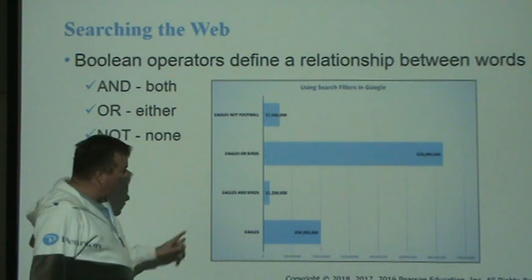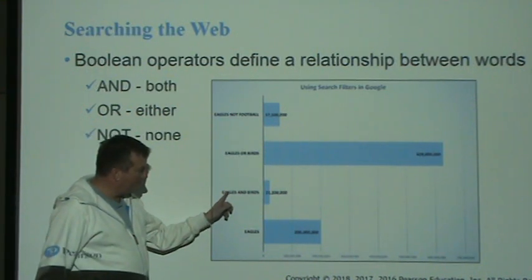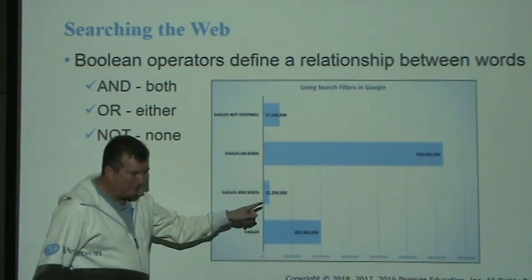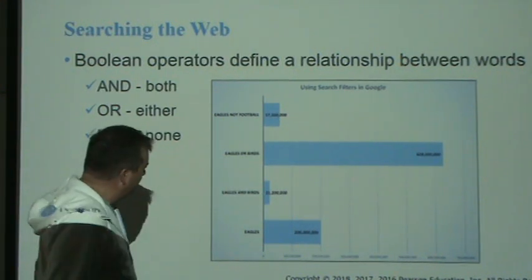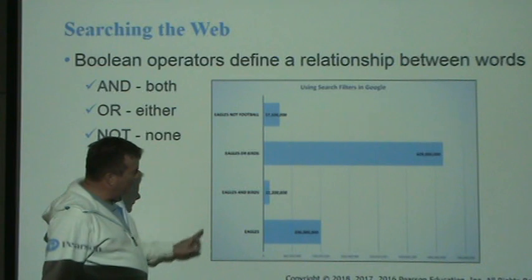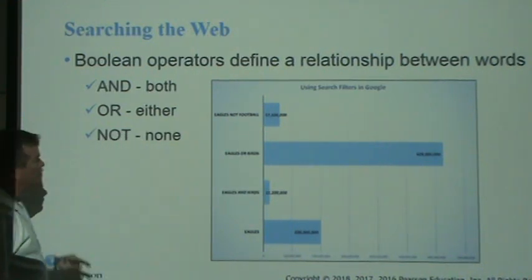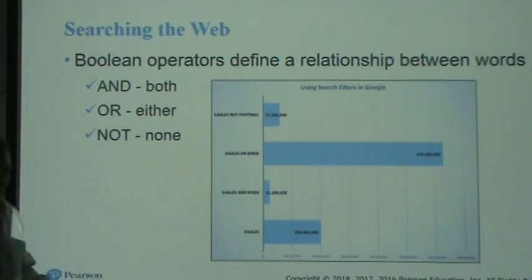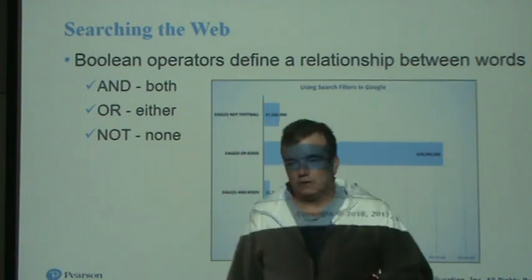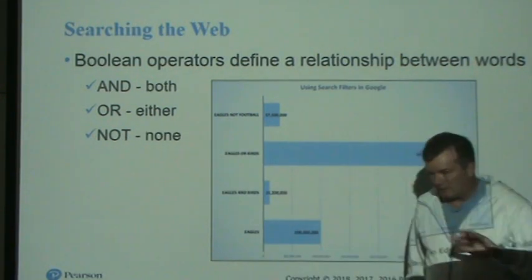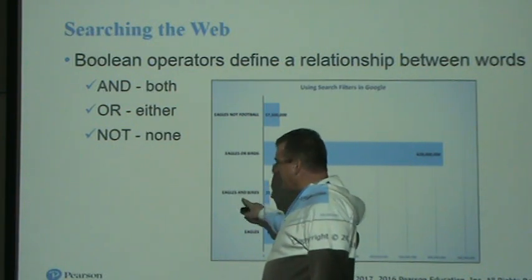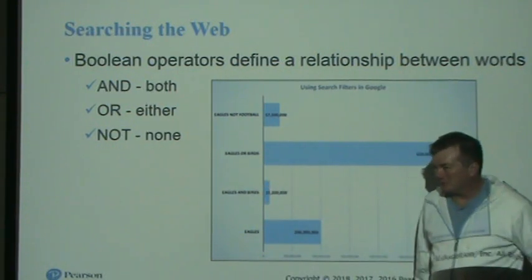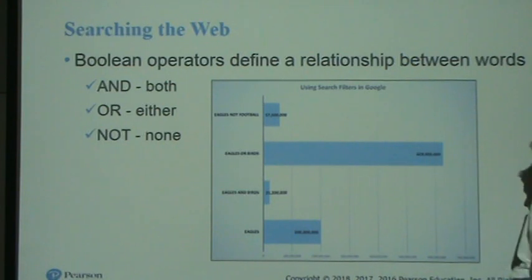If you wanted only websites that talk about eagles and birds, so that means you're not looking for the football team or the rock band, that would be a much smaller field. So depending on what it is you're looking for and how you phrase it, you could get a lot bigger results and smaller results too. So using the nots and the ands and not so much using ors could help you get better search results.